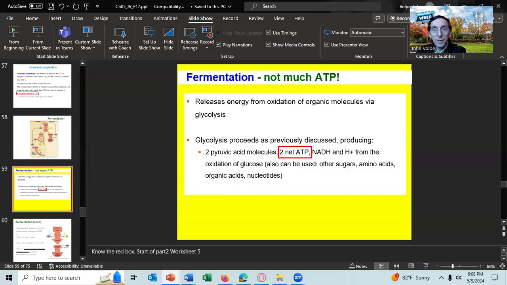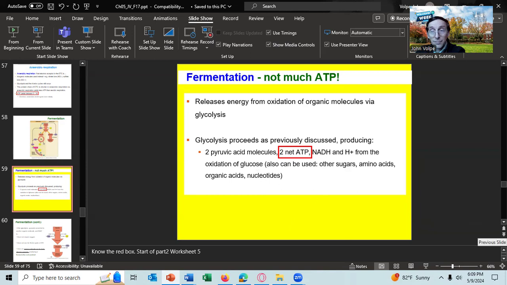All right, let's talk about fermentation. You do get ATP production in fermentation, but not very much. Fermentation does release energy from the oxidation of an organic molecule such as glucose via glycolysis. In glycolysis, you get 2 pyruvic acid molecules, you get a net gain of 2 ATP, and you generate NADH from the oxidation of glucose.